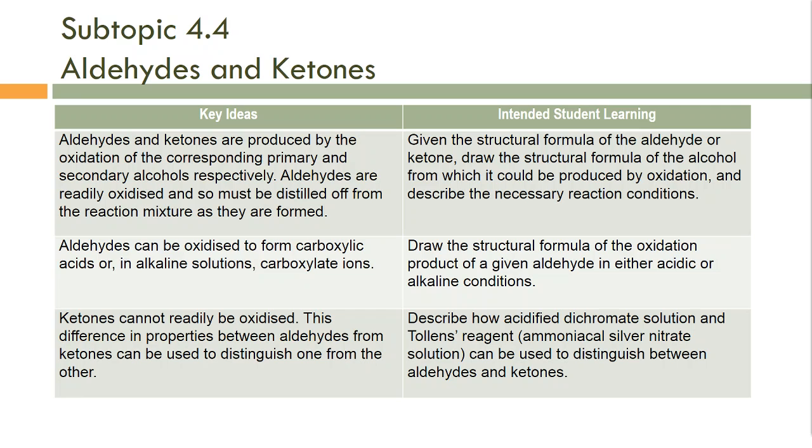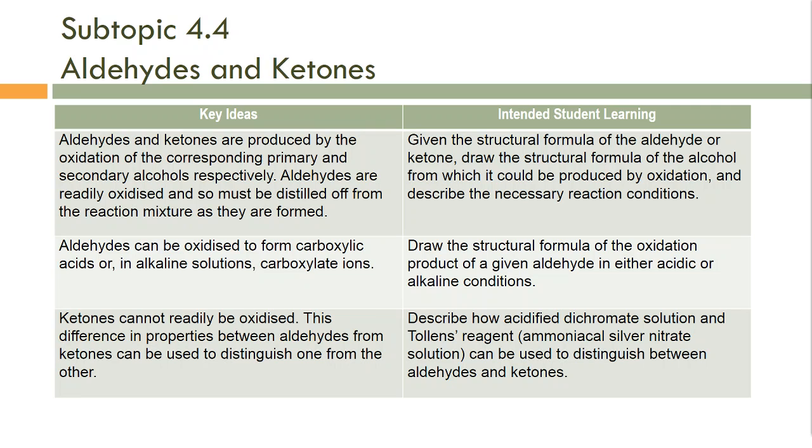So, things that you have to be able to do, only three of them. Given the structural formula of the aldehyde or ketone, draw the structural formula of the alcohol from which it could be prepared by oxidation and describe the necessary reaction conditions. In the alcohol chapter, you looked at what sort of product you could get when you oxidize it. So this one's asking you to backtrack it, you know, what sort of alcohol was used, yeah?